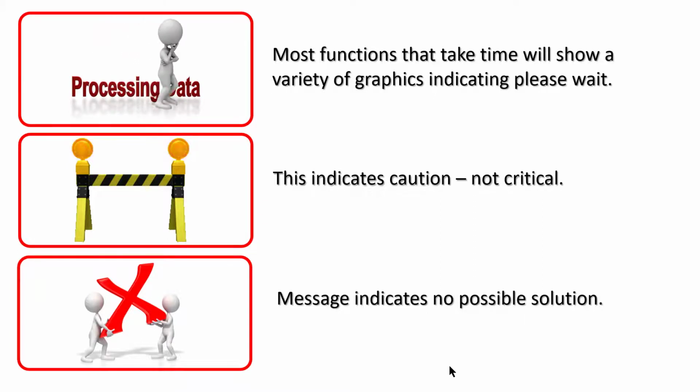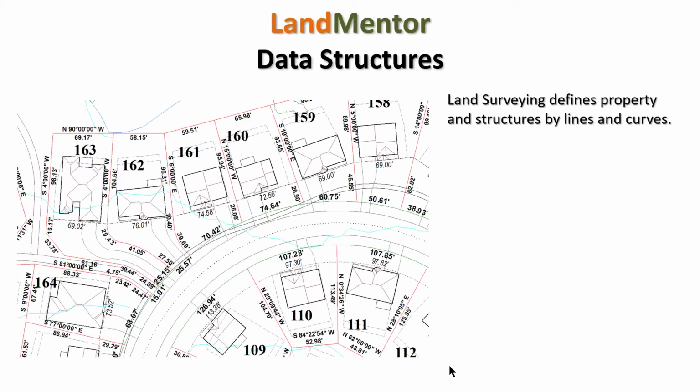The warnings. Anything that takes time will show a variety of different warning graphics on processing data. The yellow flashing lights means that you entered something, but you should be cautious, and it will tell you what the caution should be. And then the message of a red X means there's no possible solution, and it will probably tell you what you did wrong. As far as the data structures, land surveying is defined by lines and arcs.